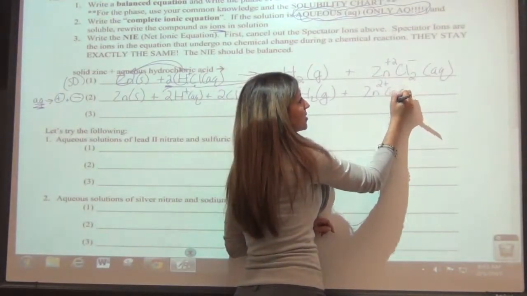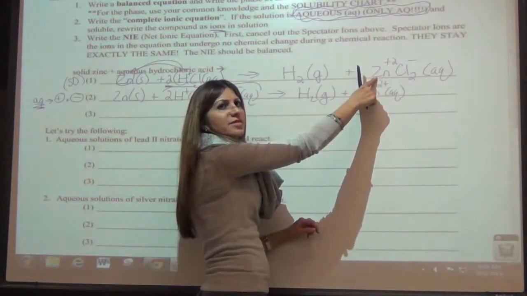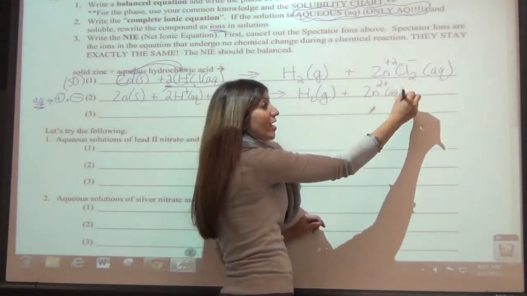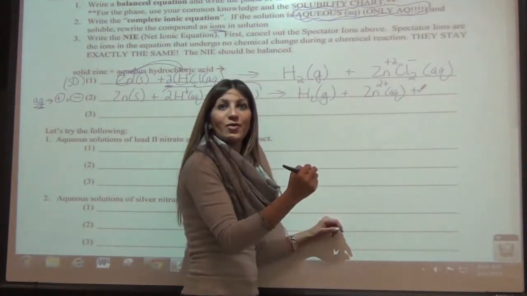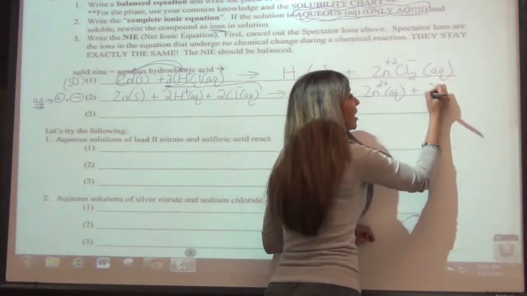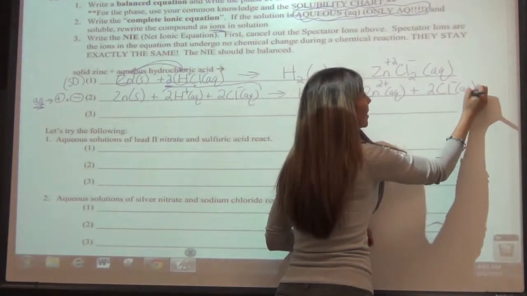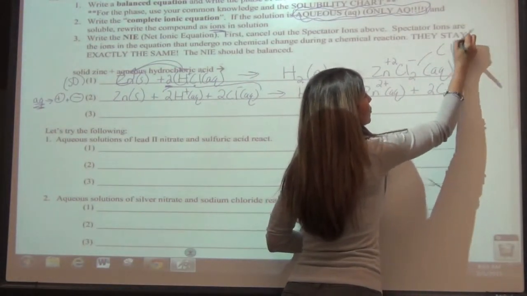So I've got Zn2+. How many zincs are in here? How many zinc ions? Only 1. But how many chlorides are there? 2. So how do I write that? 2 Cl minus. Why not Cl2 minus?